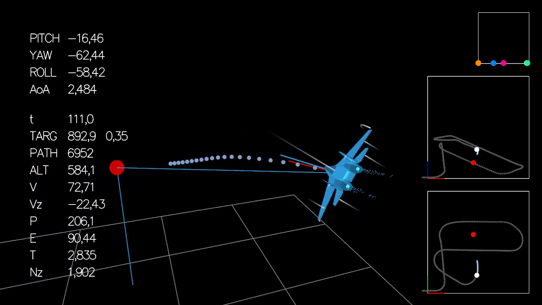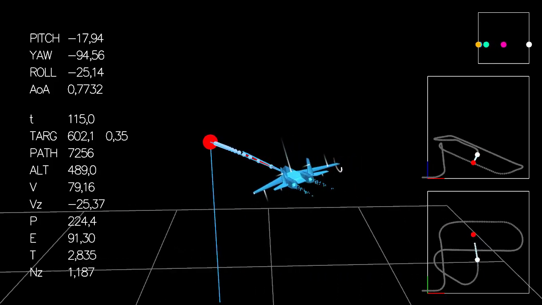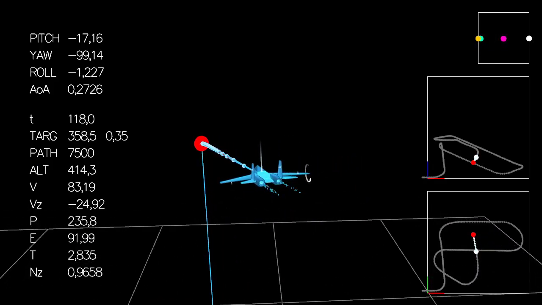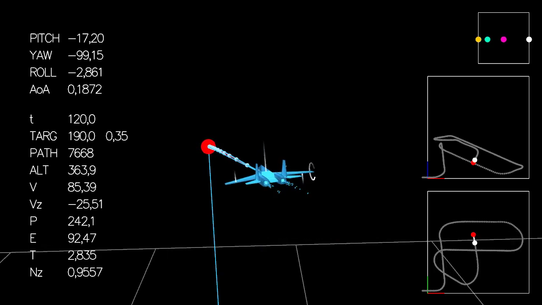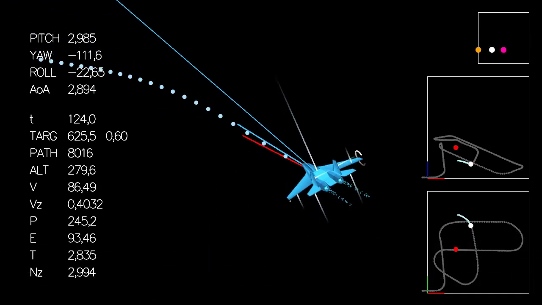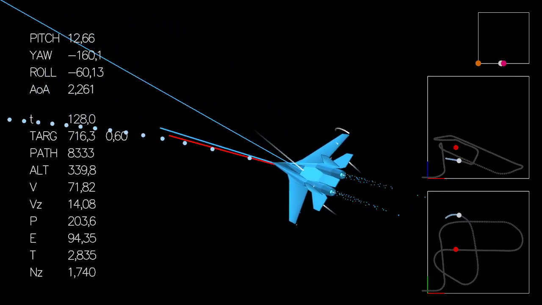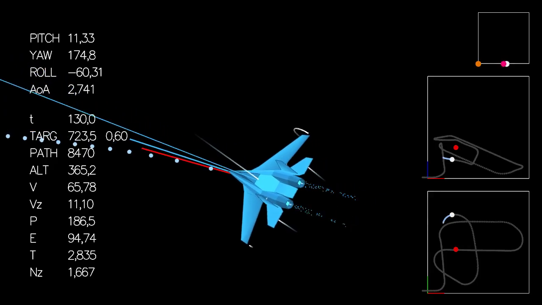The physical parameters of its motion are displayed on the left. In particular, this is the speed in meters per second, the power on the propeller in watts, the thrust in newtons, and the energy in kilojoules. The forces and moments acting on the aircraft are also displayed.